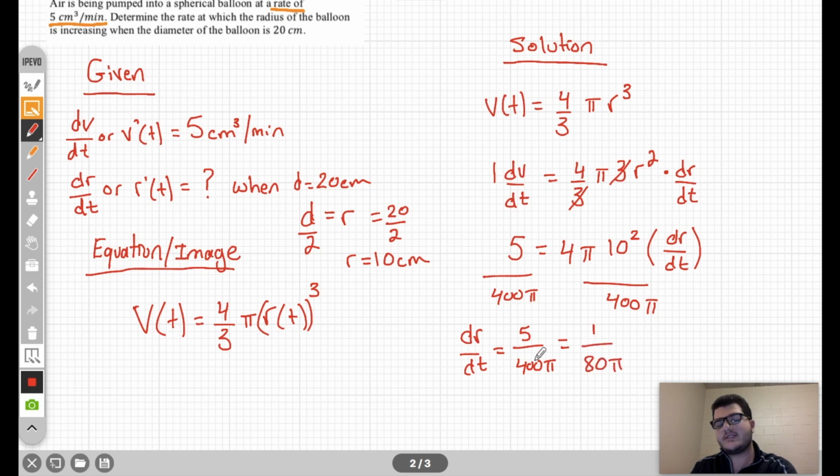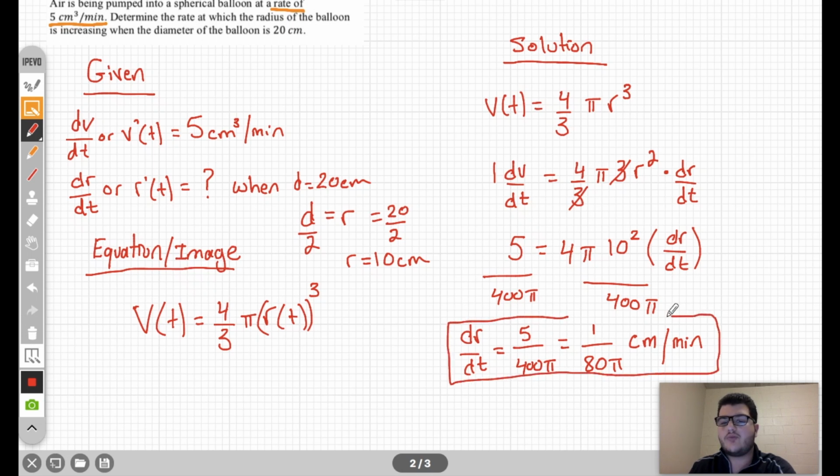And my units, this is radius, remember, but it's radius within a rate. So I'm going to have a rate as a unit. My distance units are centimeters. My rate is minutes. So your answer is going to be 5 over 400 pi or 1 over 80 pi centimeters per minute. And that would solve the related rate problem for you in this circumstance.